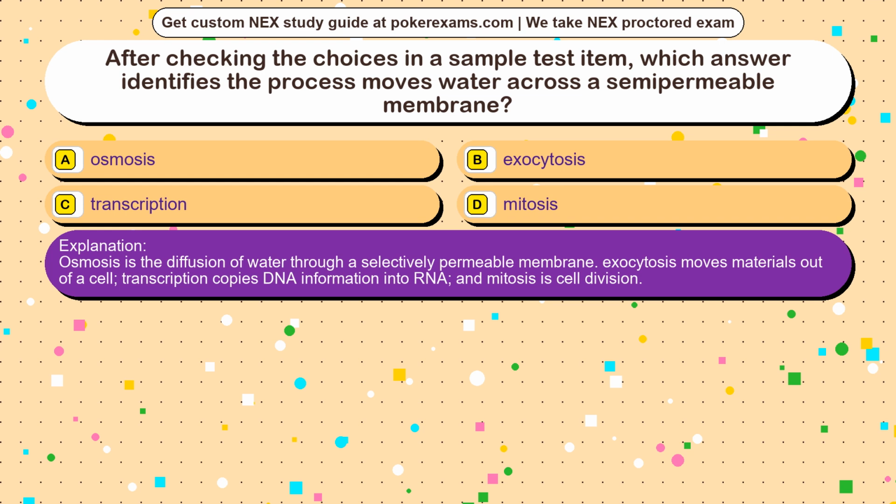Osmosis is the diffusion of water through a selectively permeable membrane. Exocytosis moves materials out of a cell, transcription copies DNA information into RNA, and mitosis is cell division.